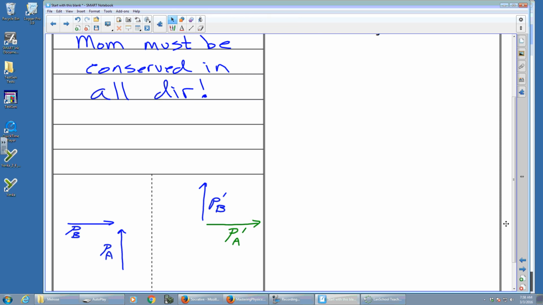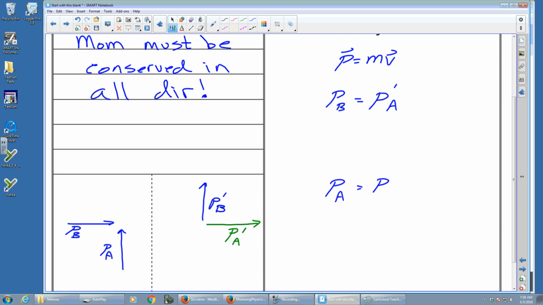And that means I can start with my momentum equation, just so I tick that box off. The momentum that B has beforehand, I think is going to be the momentum A has afterwards. And the momentum that A had before the collision, that's the momentum B is going to have. Remember, them being at right angles to each other means they don't affect each other.